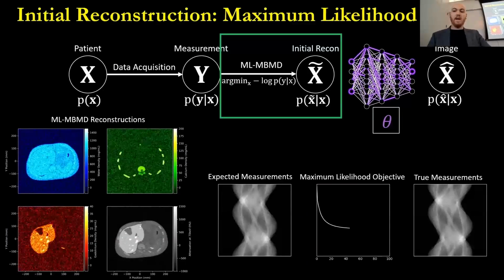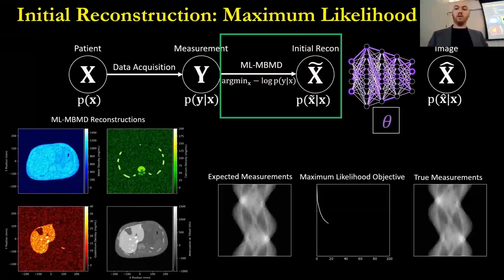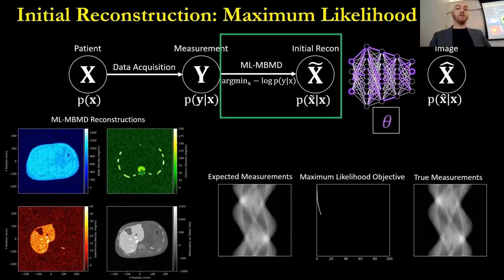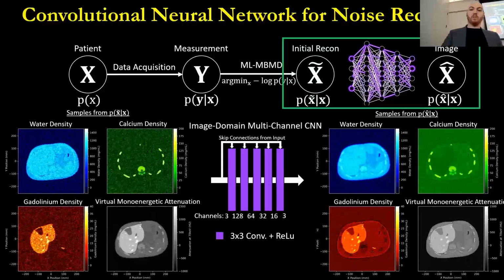So then we applied maximum likelihood model-based iterative reconstruction and material decomposition. This is a one-step statistical estimation algorithm to estimate the basis material density images directly from spectral CT data. And finally, we applied a convolutional neural network to reduce noise.